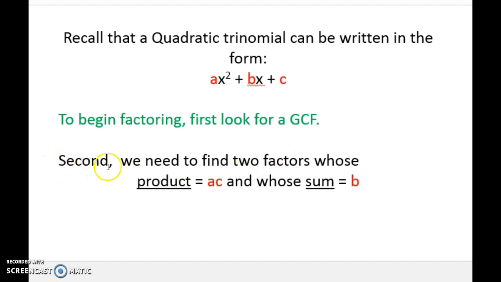All right, so the second thing we're going to do after we pulled out any GCF is we're going to need to find two factors who give us the product of a times c. So in our trinomial, I'm going to multiply the coefficient a and this constant c, and I want two numbers that will multiply to give me that product. But I also want those two numbers to give me the sum. If I add them together, I should get b, the coefficient for my x term. All right, so we're going to look at how that works.